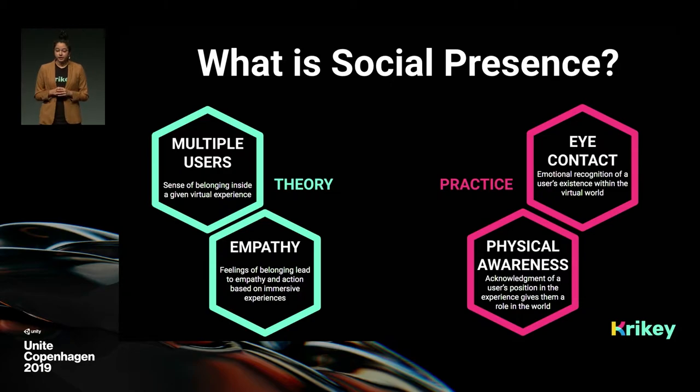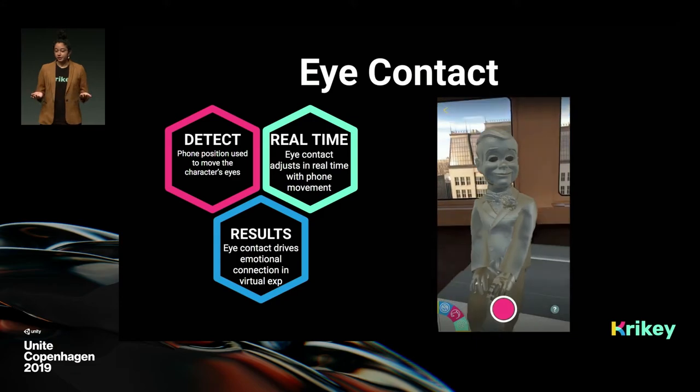Social presence means that when there are multiple users, or just a single user but multiple virtual entities, in a given experience, we can generate a sense of belonging and social connection between them based on how they interact. In practice, some of the methods we'll talk about today are all about nonverbal cues. This is because research suggests that when we're having conversations in the physical world, nonverbal mimicry and eye contact are some of the things that can generate feelings of connection between two people. We'll start with eye contact.